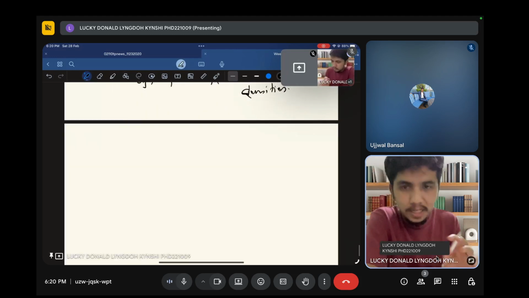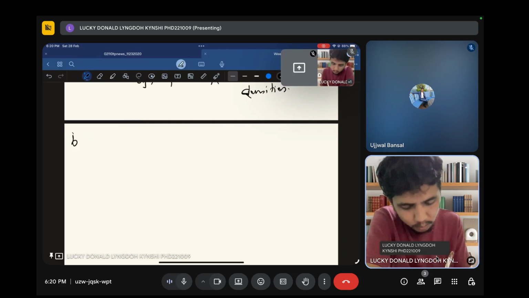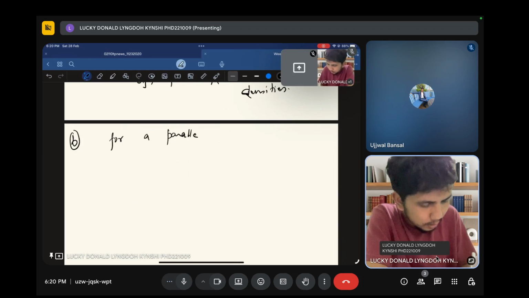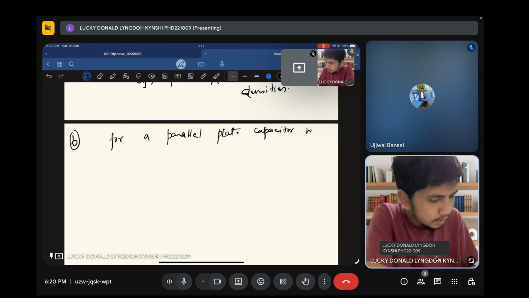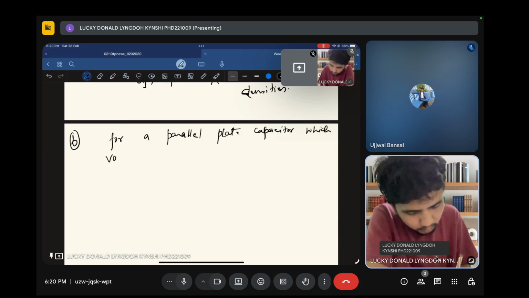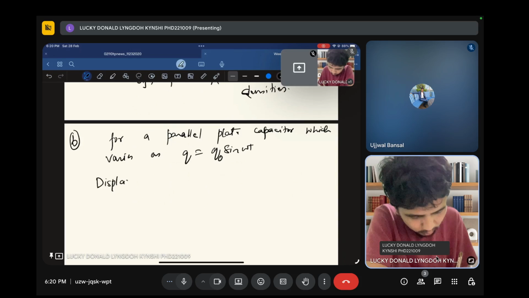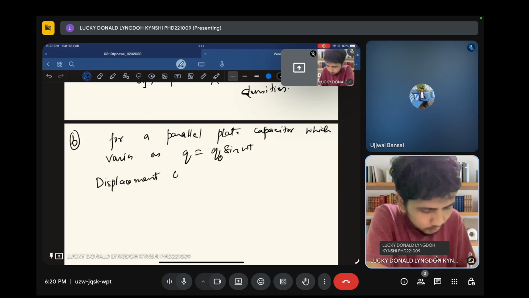Okay, there is the second part and the third part. Question number B, I will write the same. So for a parallel plate capacitor, which varies as Q is equal to Q naught sine omega t, we have to find out what the displacement current is. Find the displacement current.